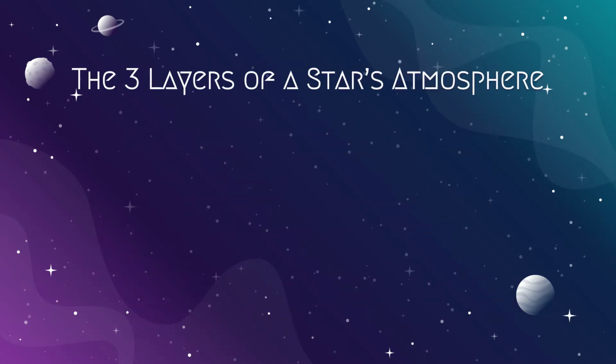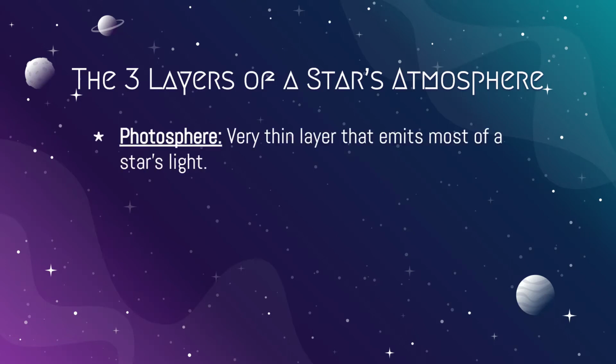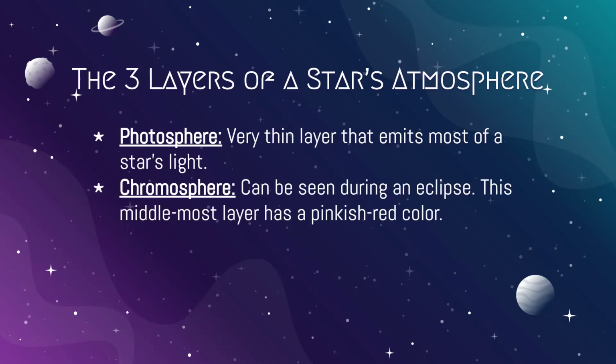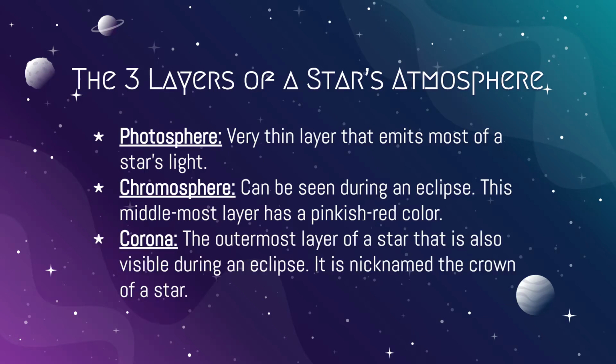There are also 3 layers of a star's atmosphere. The photosphere is a very thin layer that emits most of a star's light. The chromosphere can be seen during an eclipse. This middlemost layer has a pinkish red color. And the third layer is the corona. This is the outermost layer of a star that is also visible during an eclipse. It is nicknamed the crown of a star.